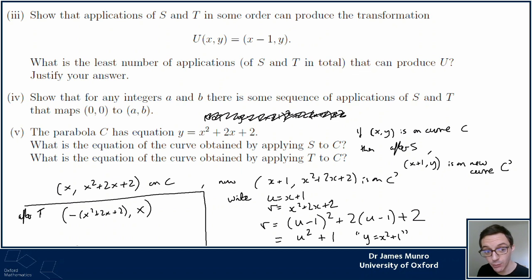I've got to work out the equation of this curve, so I'm going to do a similar process. I'm going to write u is minus x squared plus 2x plus 2, and v is x. Those are my coordinates in my new, I suppose, uv plane. That's my plane after doing the transformation. I'm giving these coordinates new names. I can't use x and y again because things will get confusing.